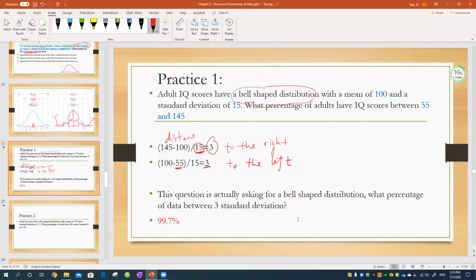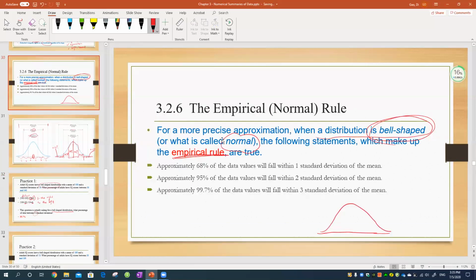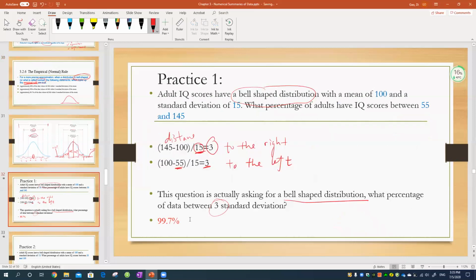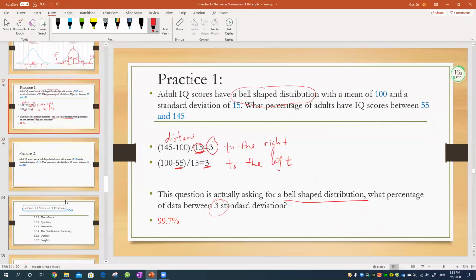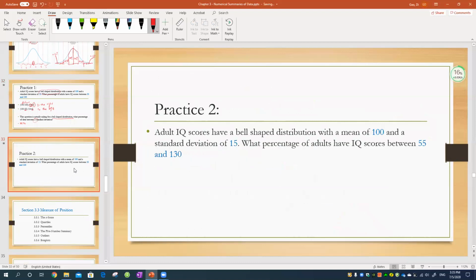Now this question is actually asking, for a bell-shaped or normal distribution, what percentage of data will be within 3 standard deviations of the mean? Then based on the empirical rule, it's approximately 99.7. So we just answer 99.7%. And practice 2.